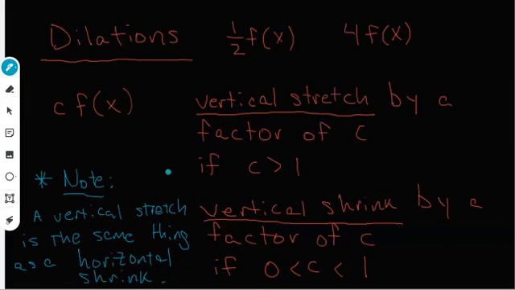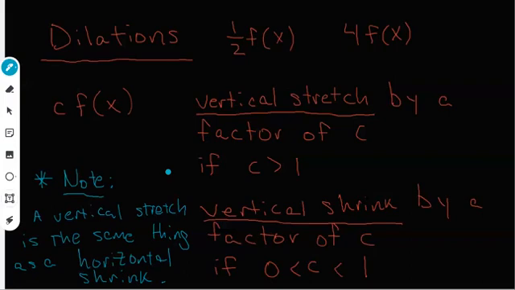A vertical stretch is actually the same thing as a horizontal shrink. Really think about that. Now, I want you to imagine grabbing a function like x squared. Let's say you grab that parabola and you stretch it in the vertical direction, up and down. Wouldn't that be the same thing as horizontally shrinking it? They're the same thing. A vertical stretch is a horizontal shrink, and vice versa.